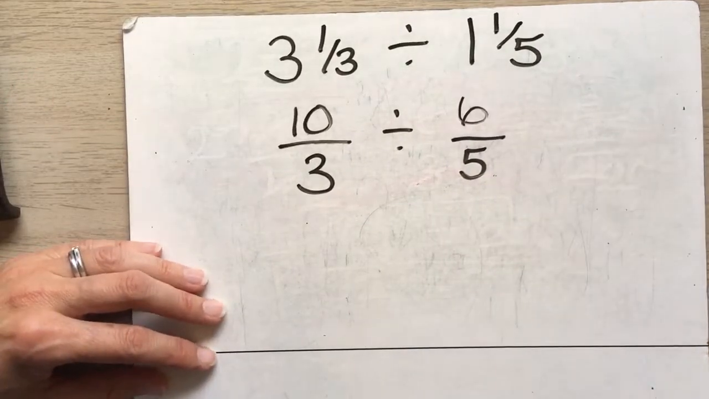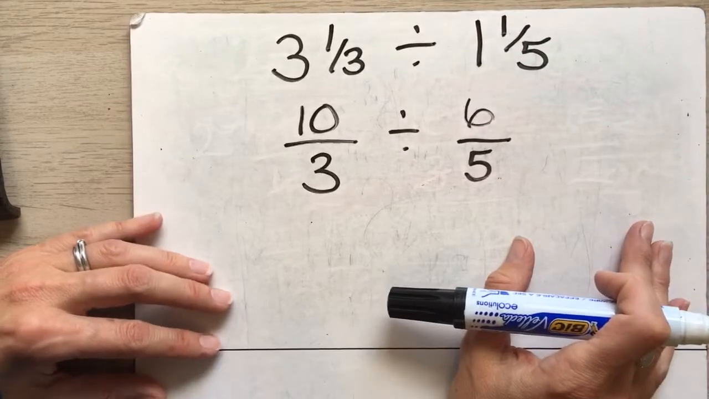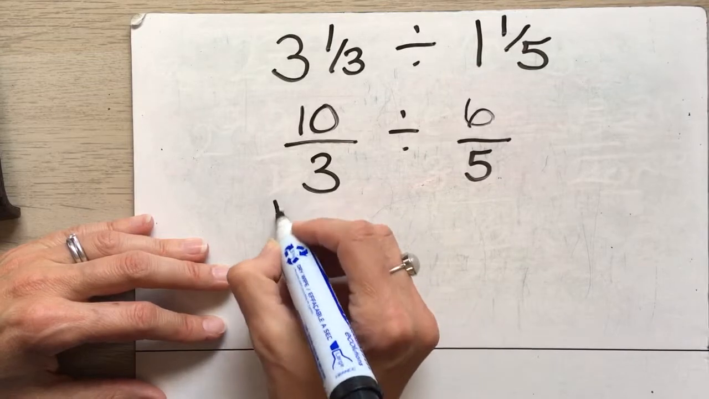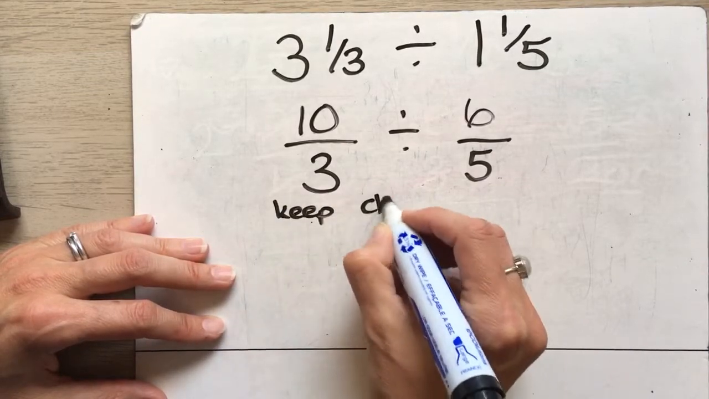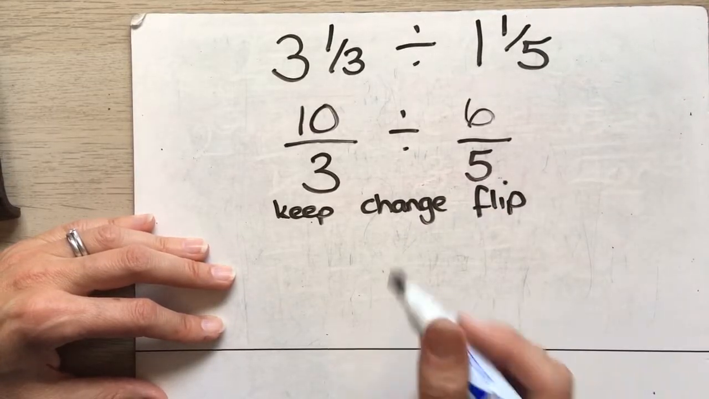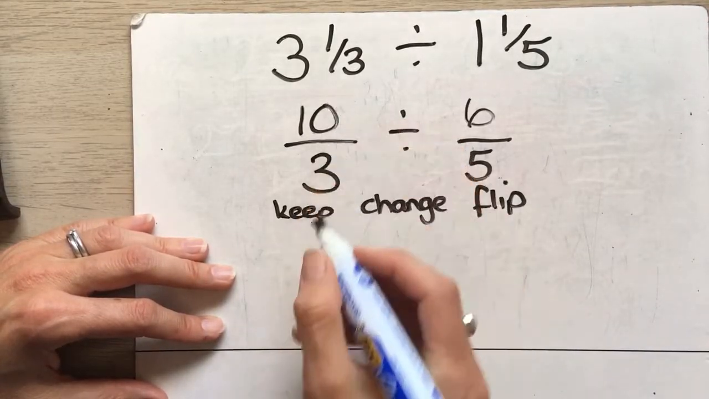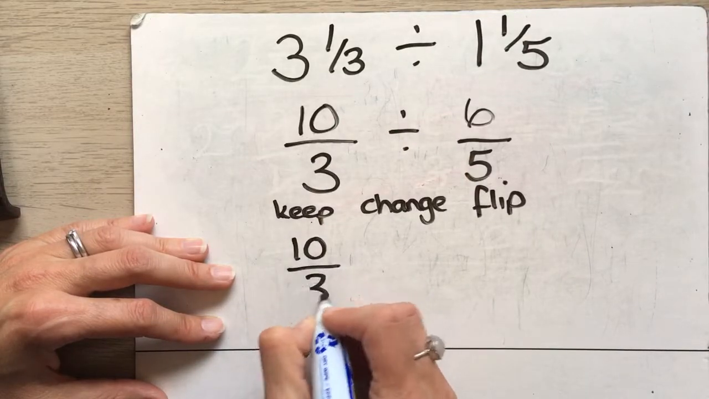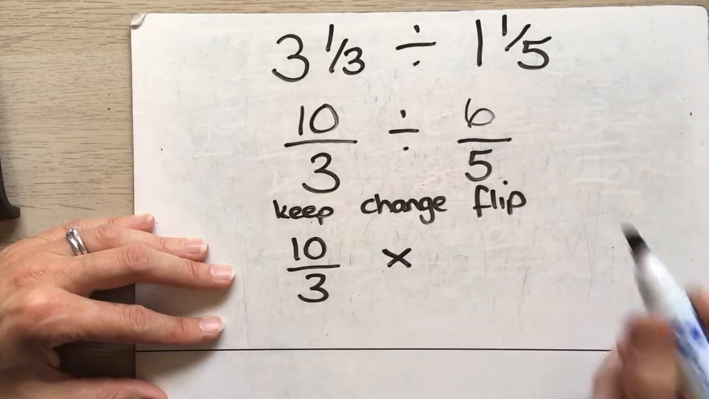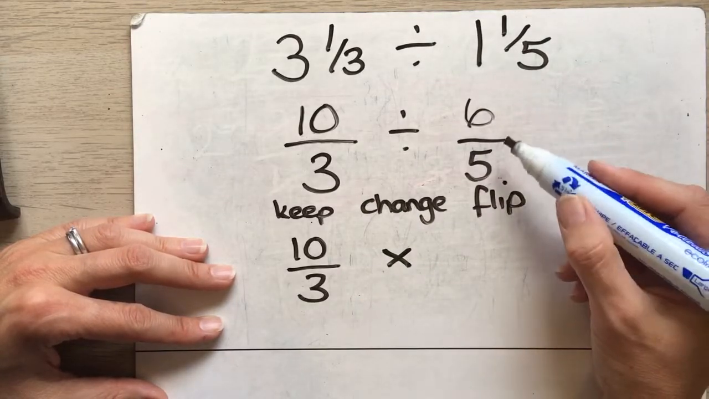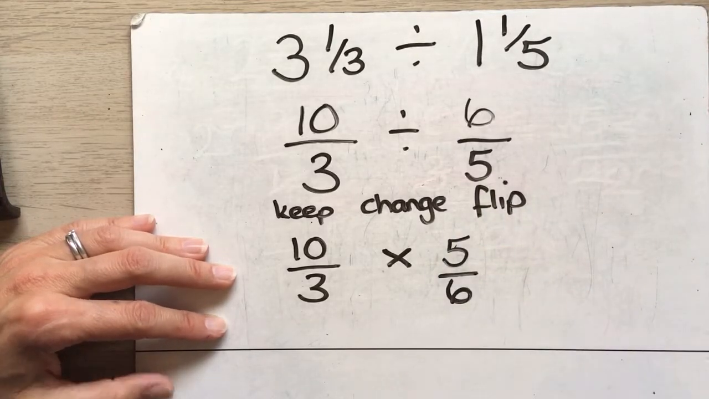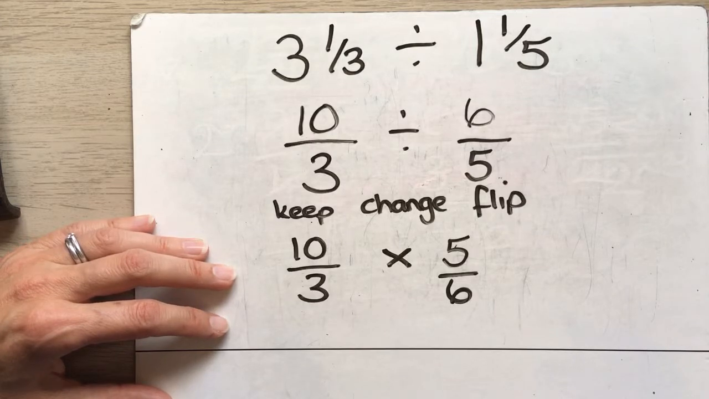Now, people think that just because they're fractions and we're dividing, it's going to be harder, but it isn't. What we have to remember is a rule, and that rule is what we call keep, change, flip. And what that means is that we keep the first fraction, the first improper fraction, the same. We change the division for a multiplication sign, and we flip the second fraction so it becomes 5 over 6. Okay, so we just flip it upside down.